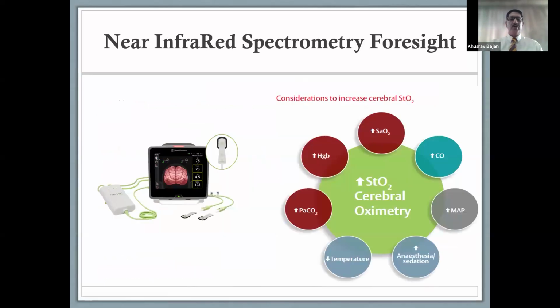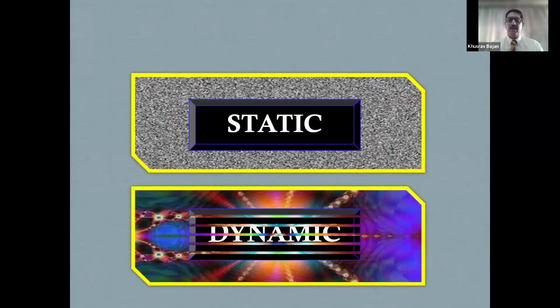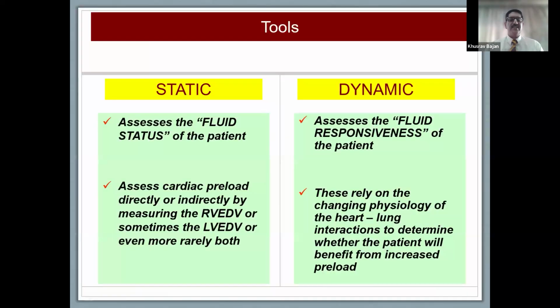And this not only tells you the tissue oxygenation at the cerebral oximetry, but it looks at all the other factors which would affect this StO2 in the brain. Now I would use all these technologies and like to divide them into static and dynamic parameters. Static parameter is like, for example, a CVP, which is fluid status. CVP is 5, CVP is 10, CVP is 15.